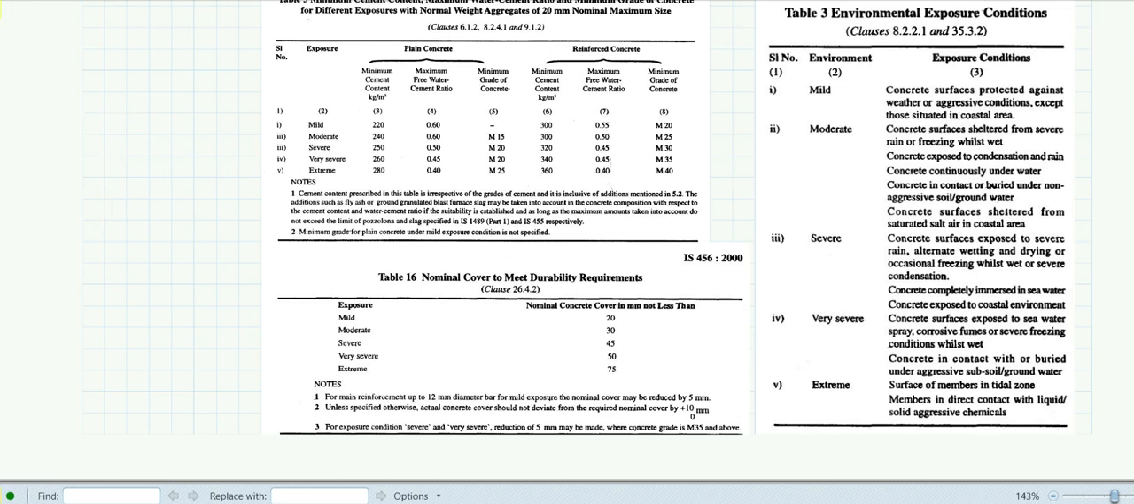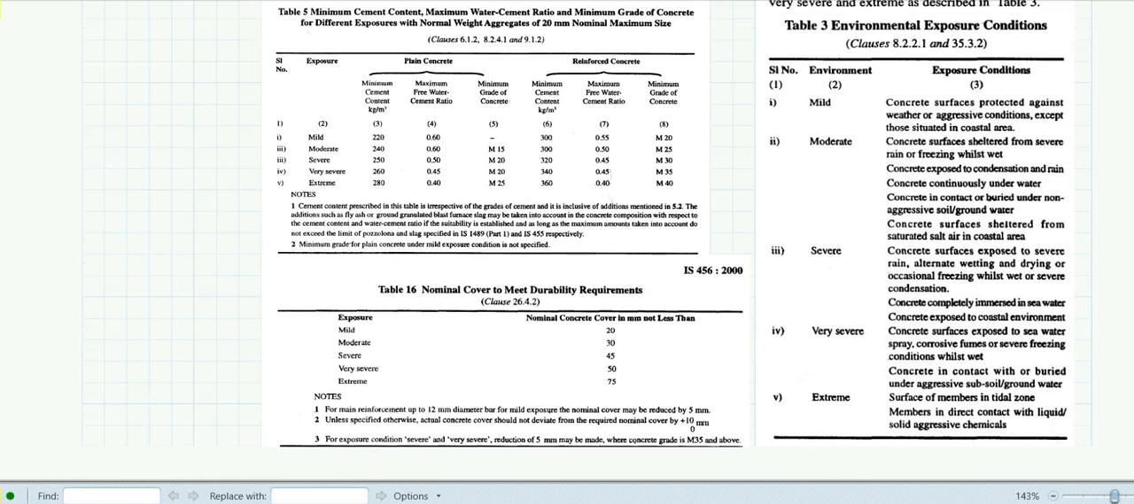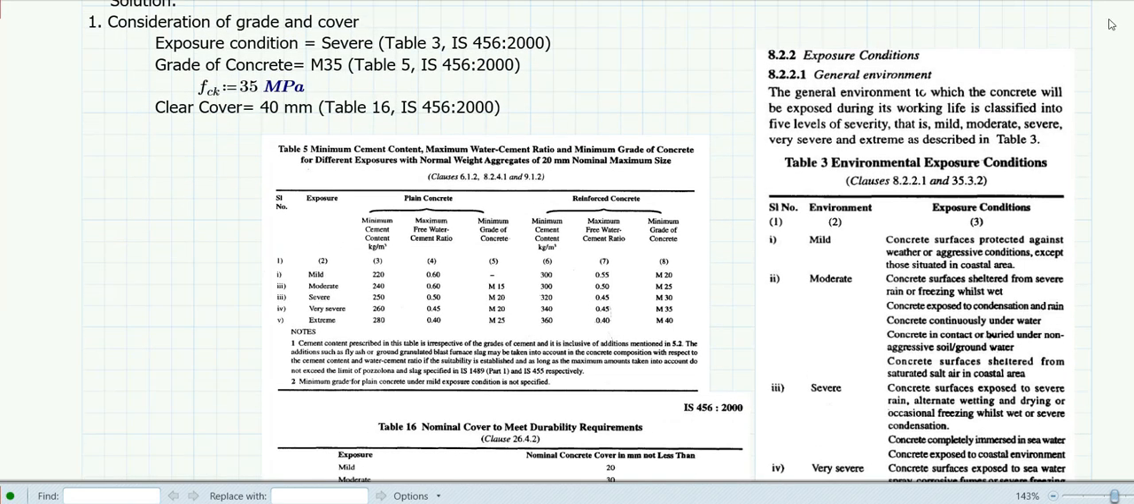So considering all of this, finally we can choose the grade of concrete that we have assumed is M35, which is as per table 5, as well as fck, that means fck is M35, and the clear cover that we have assumed is 40 mm from table 16 of IS 456.